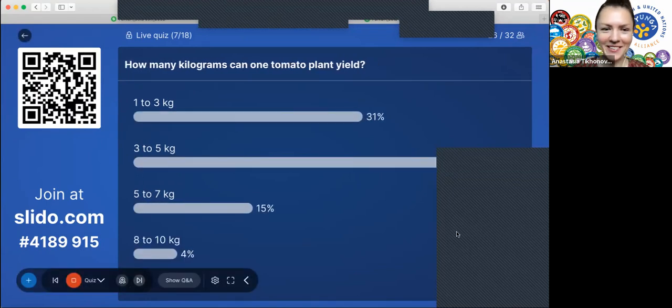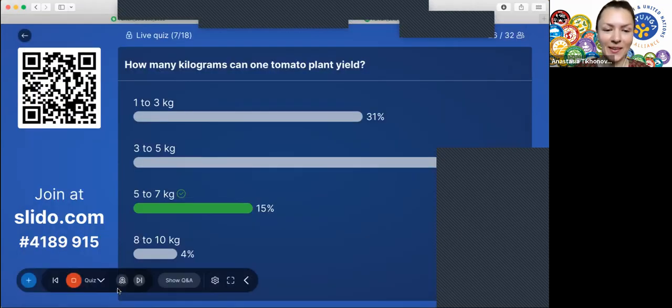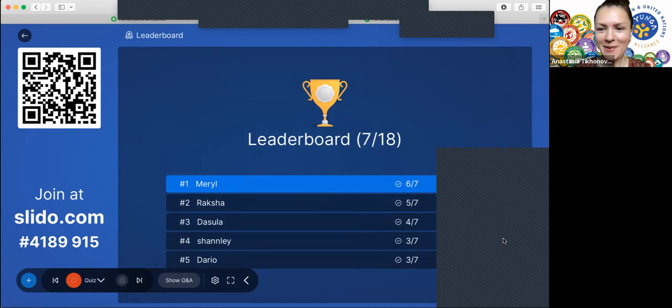Okay, the majority think it's 3 to 5 kilograms. And in reality, it's actually 5 to 7 kilograms. Yeah, that much. That's the amount of fruit that one tomato plant will produce. Of course, it will depend on the variety and level of care you give it, but you can be sure to expect that it will give you 5 to 7 kilograms from a single plant. Let's see, Meryl, you are still giving the right answers. Very well done.